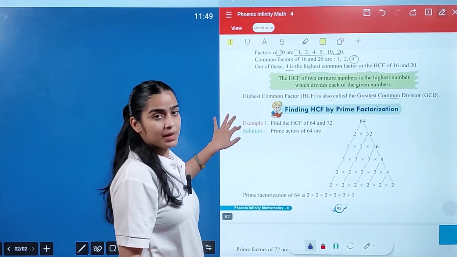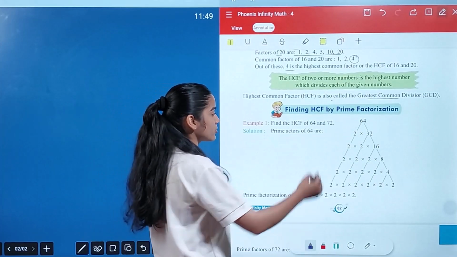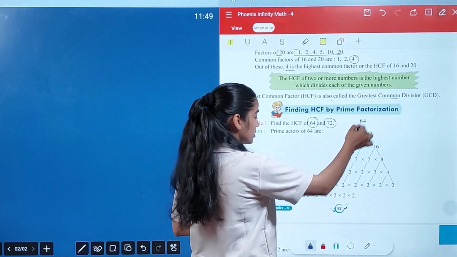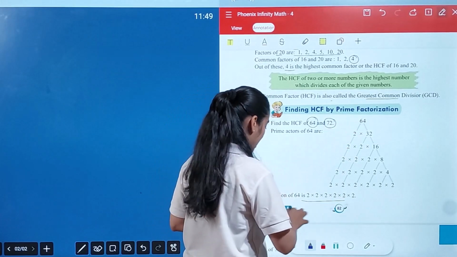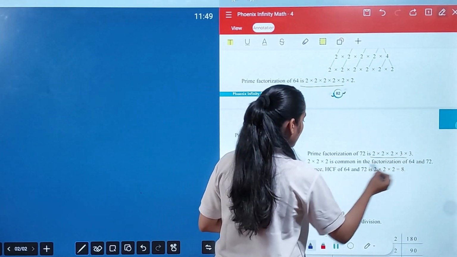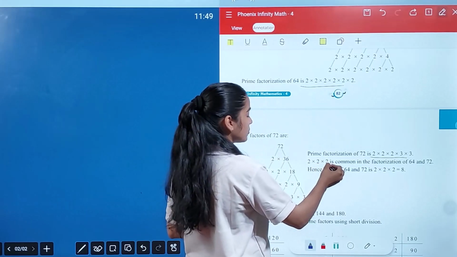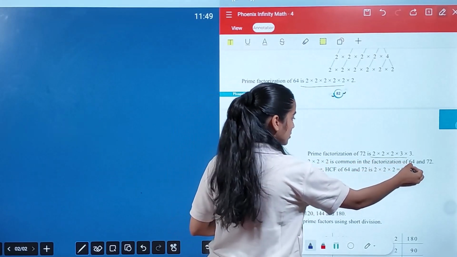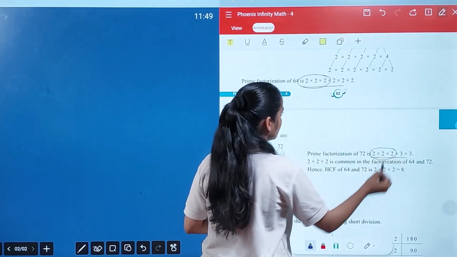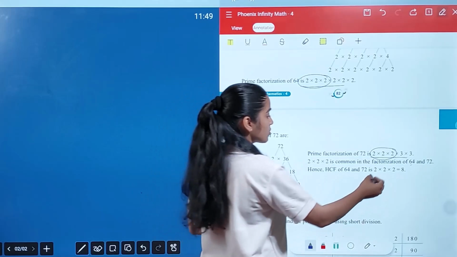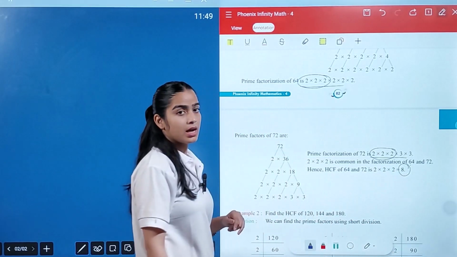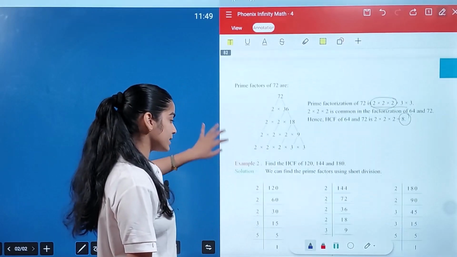Finding HCF by prime factorization. With prime factorization, first we find the prime factorization of 64 and then of 72. In 64 we have these numbers, and for 72 we have these numbers. So 2 multiplied by 2 multiplied by 2 is common in the factorization of 64 and 72. These 2s and these 2s are common among 64 and 72. So 2 multiplied by 2 multiplied by 2 is equal to 8. It means 8 is the highest common factor of 64 and 72.